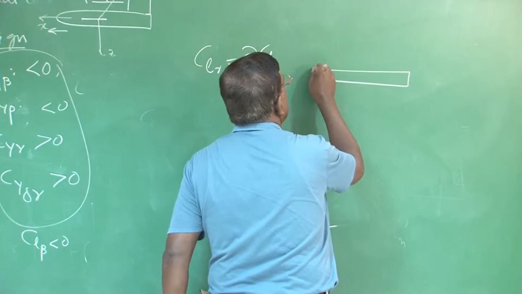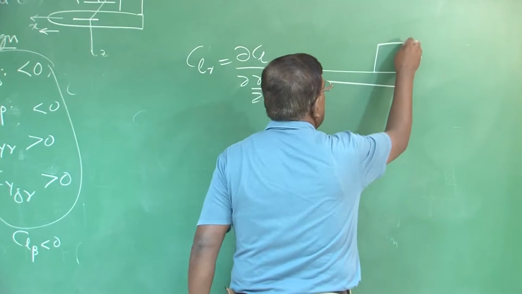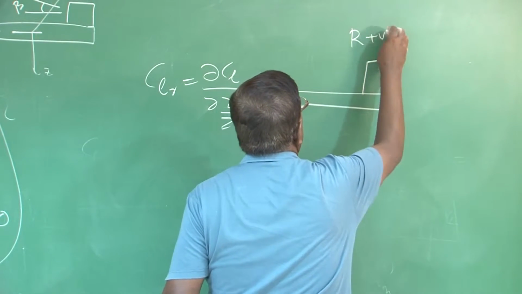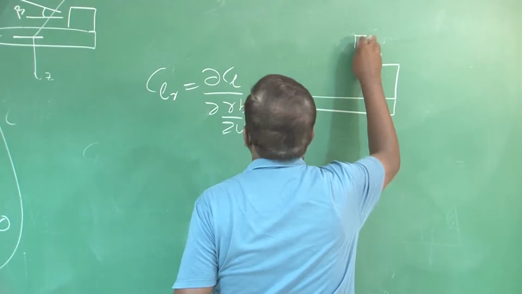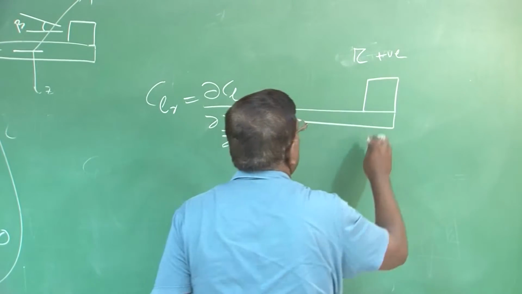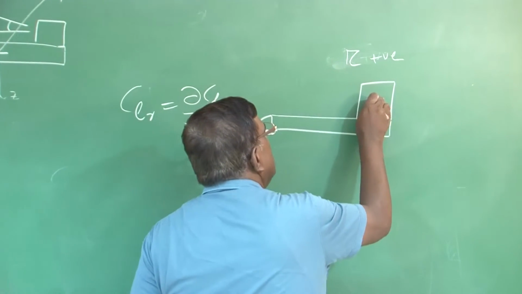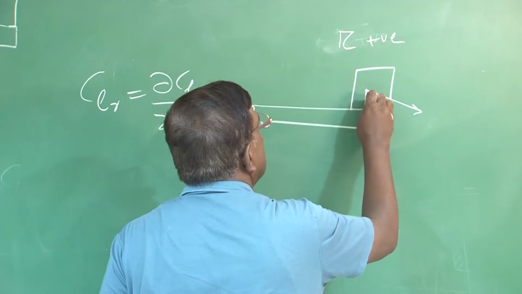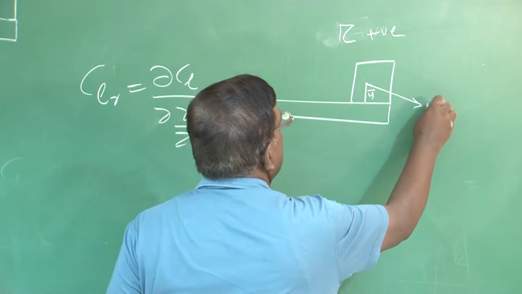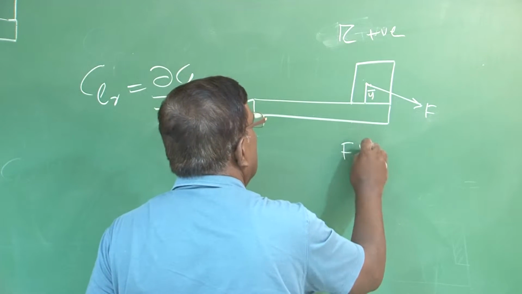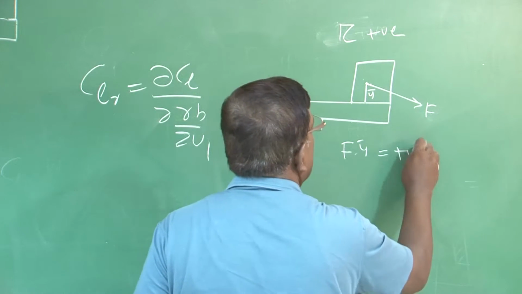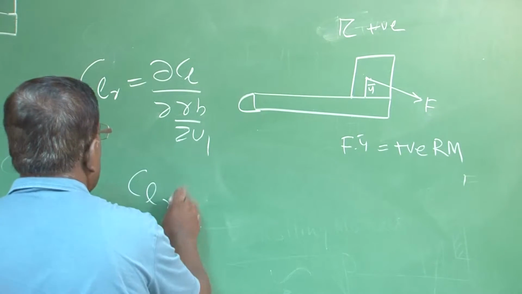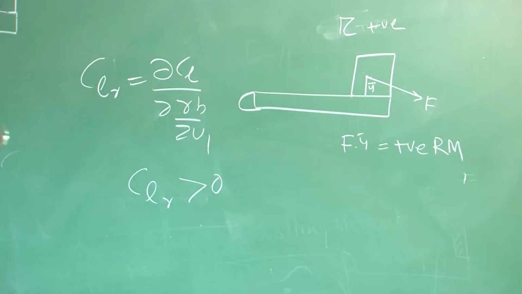That is, if this is the fuselage, this is the vertical tail, as it goes for R is positive, at the right wing going back, so there will be a force experience in this direction, and this force into this y bar will give me a positive rolling moment. So C_L r is greater than 0. Sign of C_L r is greater than 0.